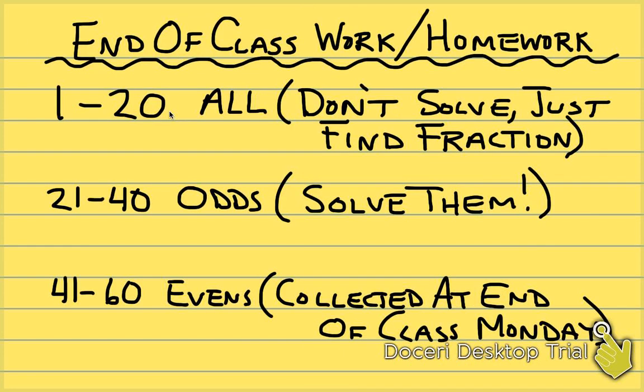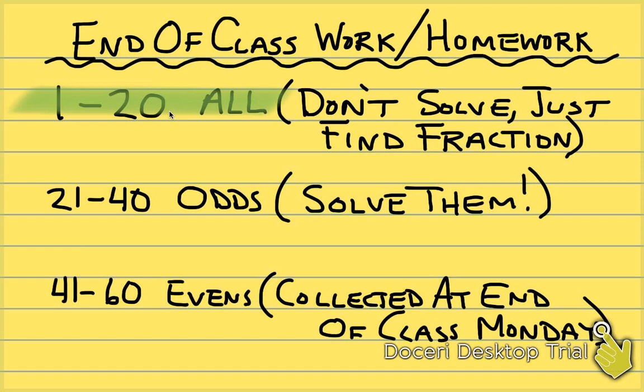For class work and for homework, there's 3 different parts to this. It's not that much. Don't complain. Don't whine. The first part, you are going to do 1 through 20, all of them. You do not have to solve these. It's just writing the fraction. So what tan of z is, what sine of z is, what cosine of a is. You're just writing down a fraction.